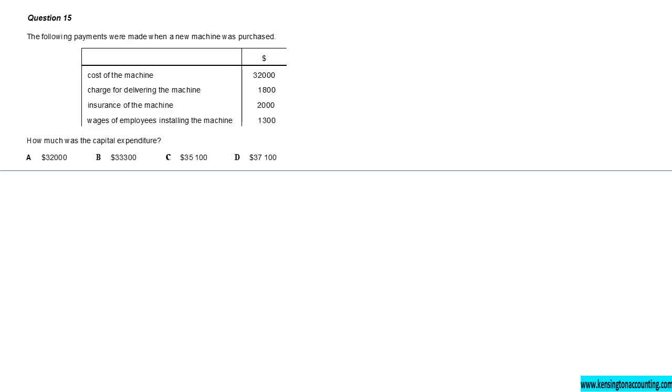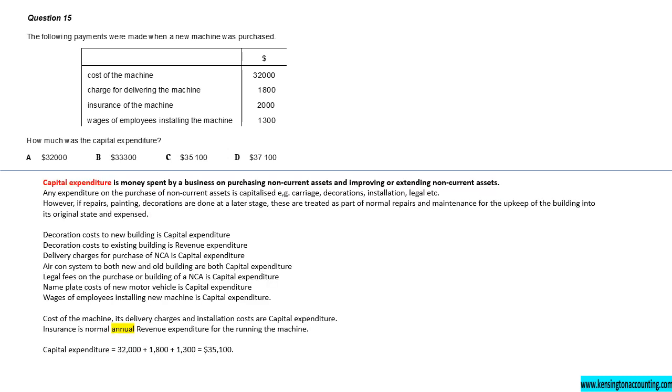Question 15 is about capital expenditure. Capital expenditure is money spent on purchasing of non-current assets and also the improvement or an extension of an existing non-current asset like a building. Any expenditure also incurred on the purchase of a non-current asset like carriage or transportation, decorations, installation, or legal fees on the acquisition of that particular non-current asset is also capitalized and treated as capital expenditure. However, things like repairs, painting, decorations, which are done at a later stage for existing or original buildings, this is treated as a normal repair and maintenance, and it is a revenue expenditure, not capex.